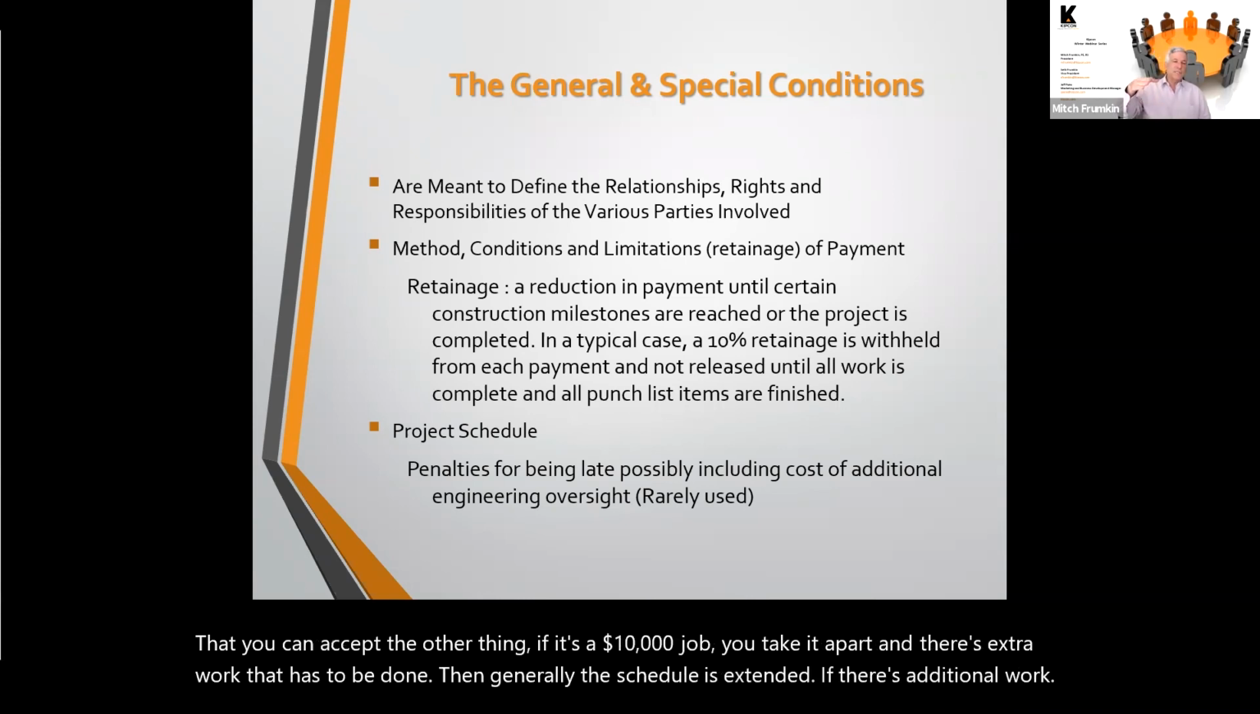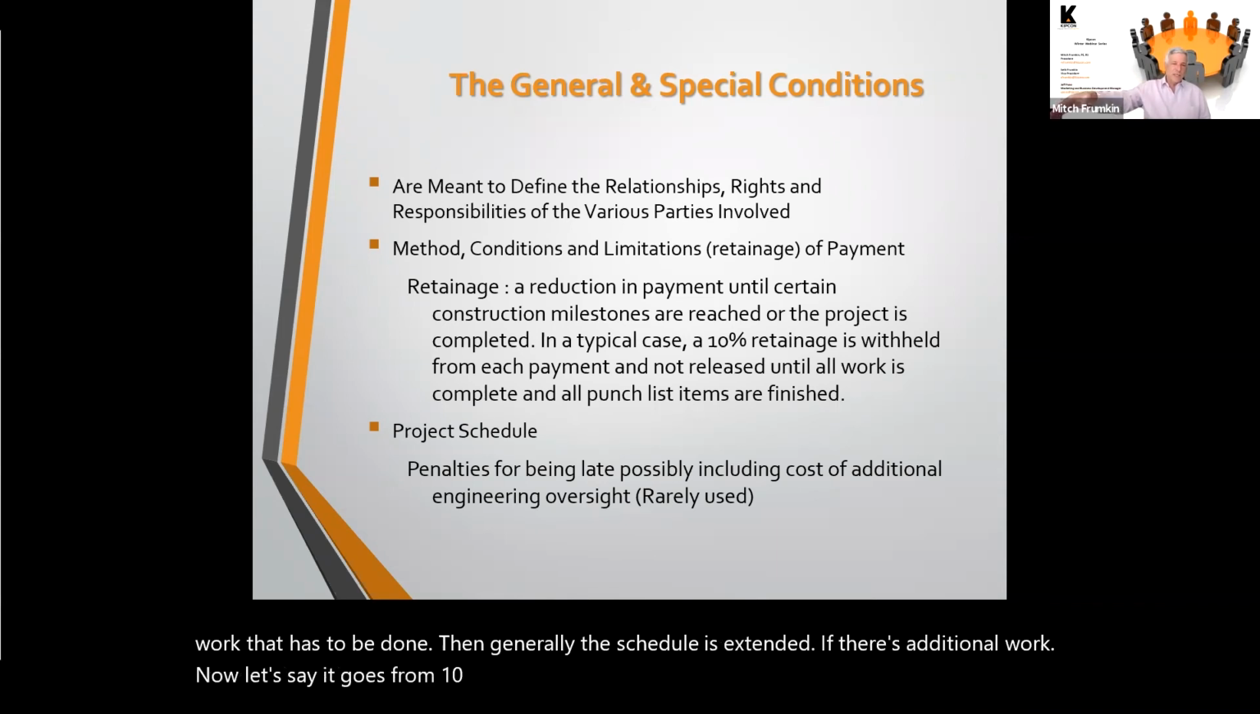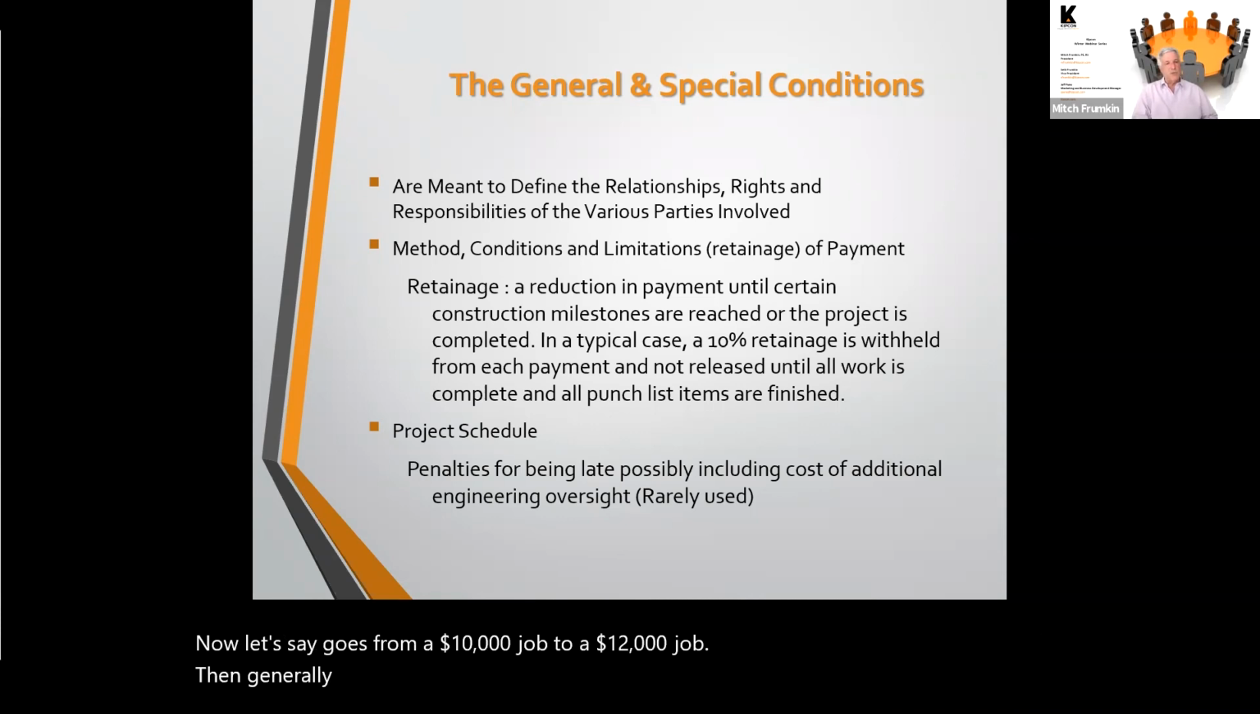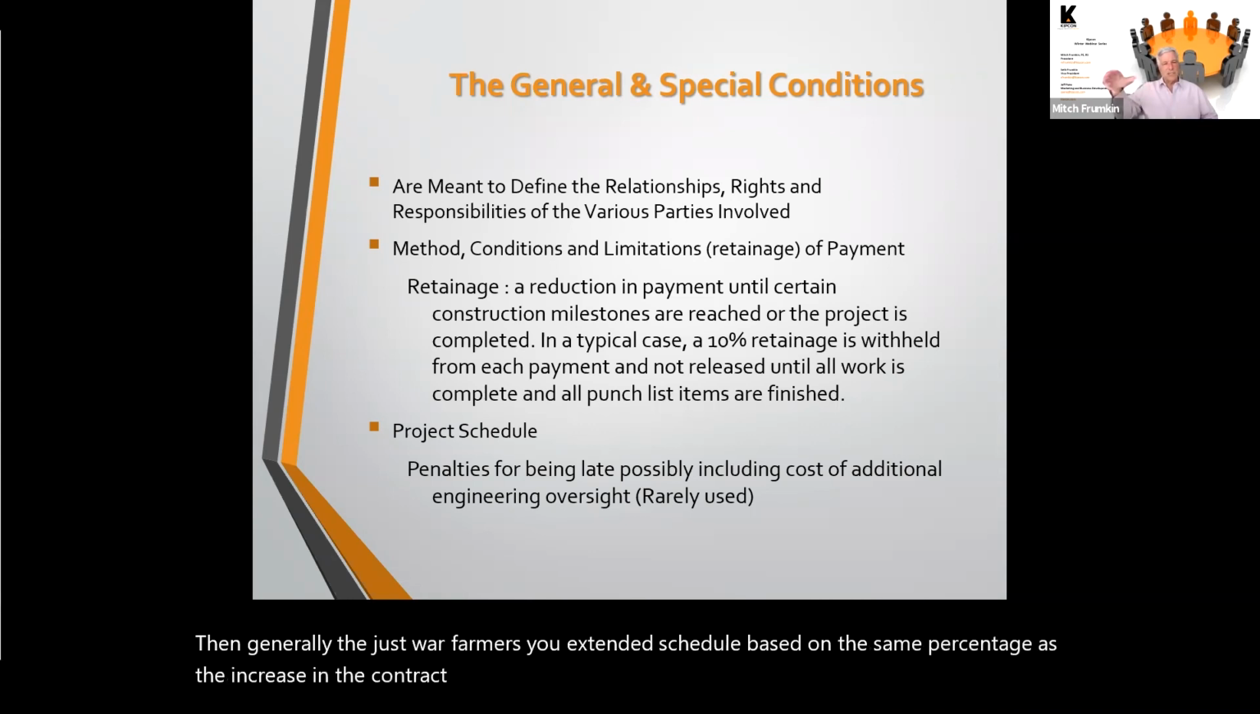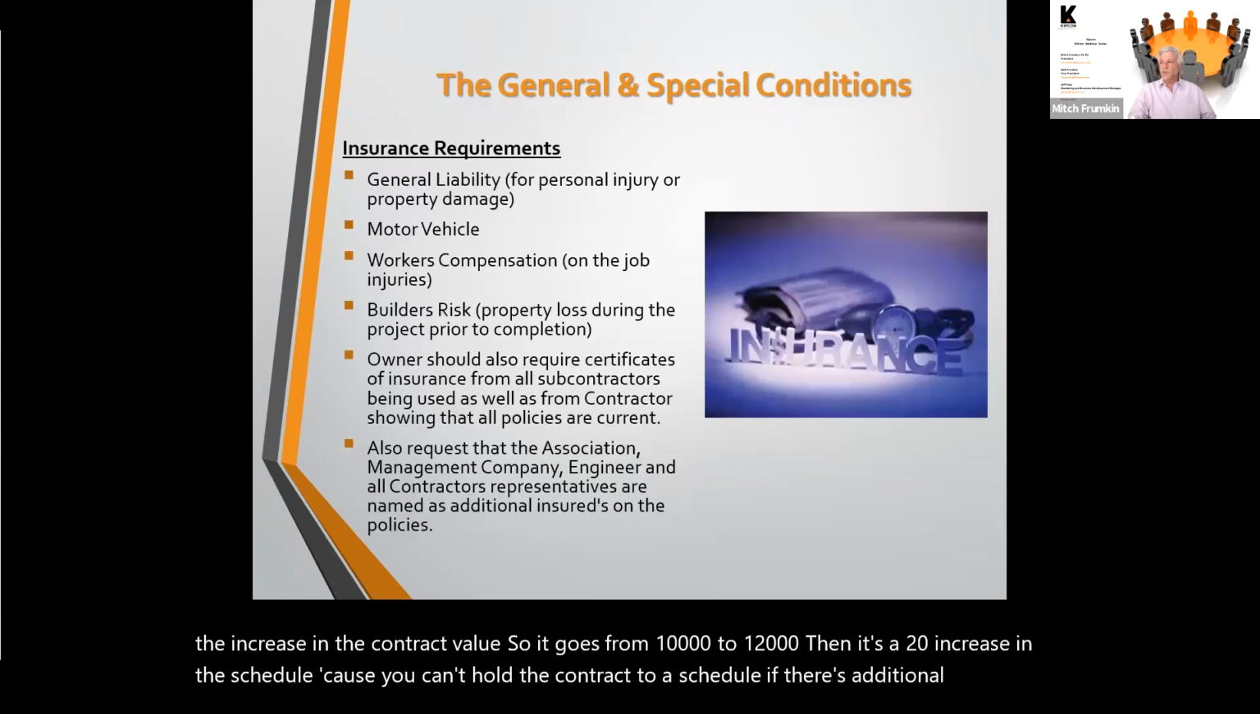Now, let's say it goes from a $10,000 job to a $12,000 job. Then generally the rule of thumb is you extend the schedule based on the same percentage as the increase in the contract value. So if it goes from 10,000 to 12,000, then it's a 20% increase in the schedule, because you can't hold the contract to a schedule if there's additional work that needs to be done. So these are in the conditions.